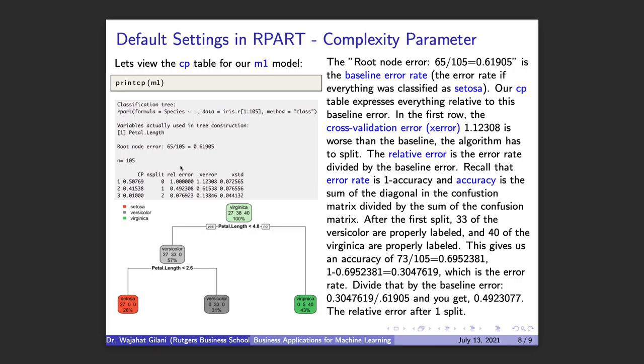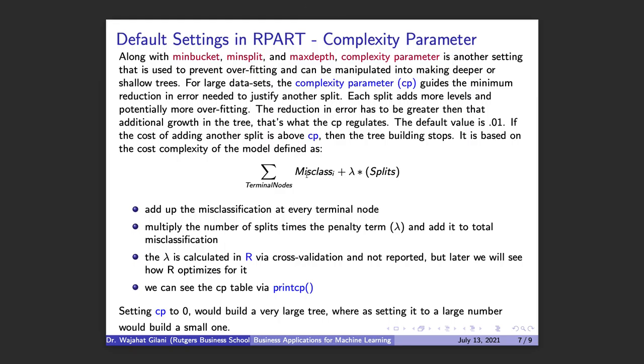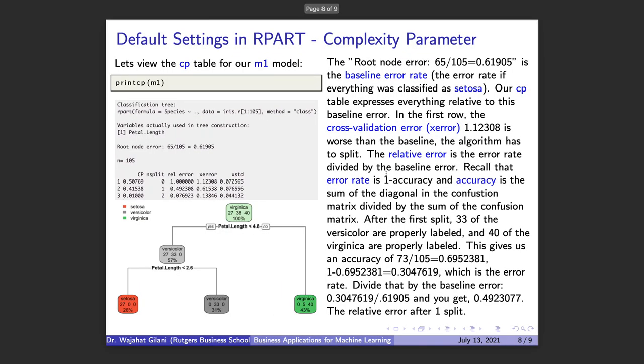How does that relate now to the complexity parameter, right? The complexity parameter that, remember, has a limit. But how does that relate to the complexity parameter in that first column? Very simple. It's basically, like I said, the reduction in error per, let's go back to the equation, the reduction in error per every split. It went from zero splits to one. It went from this relative error to that.